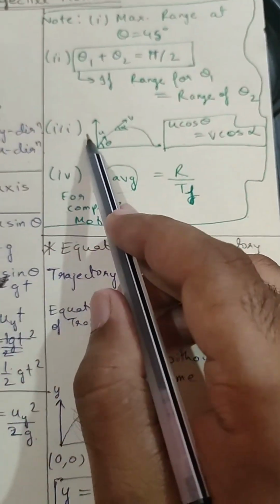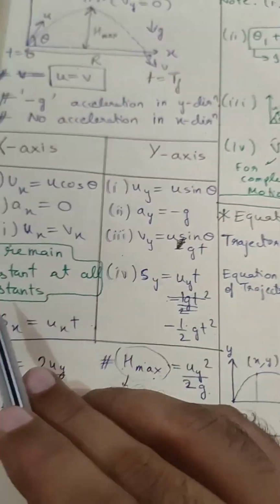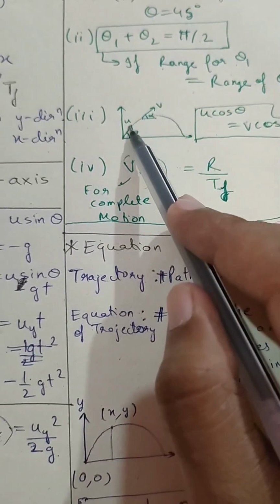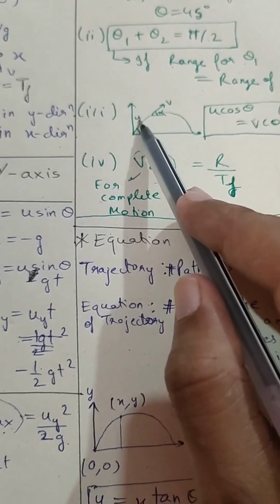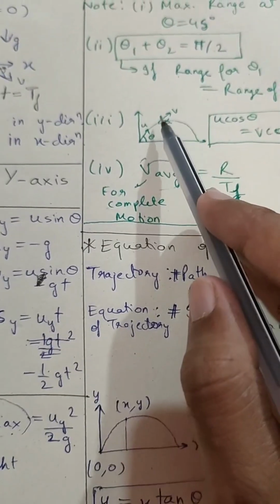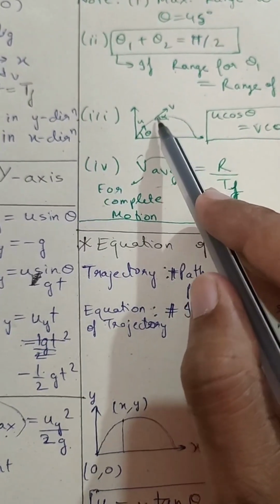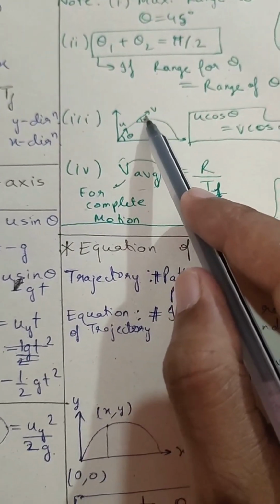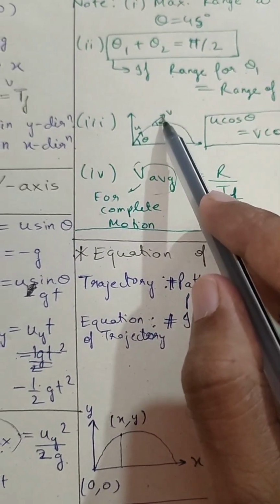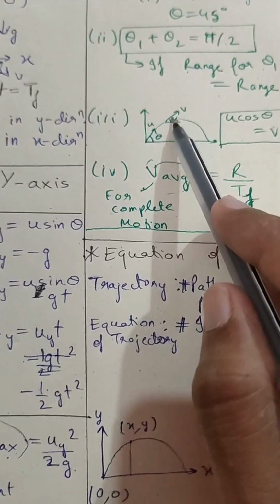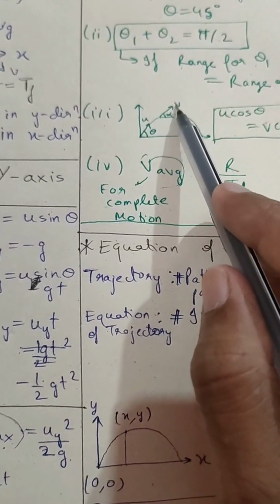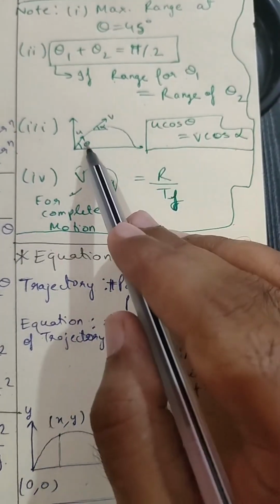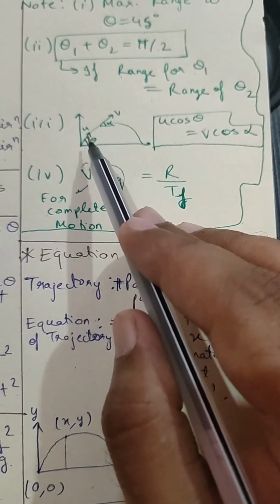Then the third note is very important. I told you this property. Let's say we throw the ball initially with velocity u at angle theta, and then at some time t it reaches velocity v at angle alpha. Obviously the velocity will change, but we can draw that.